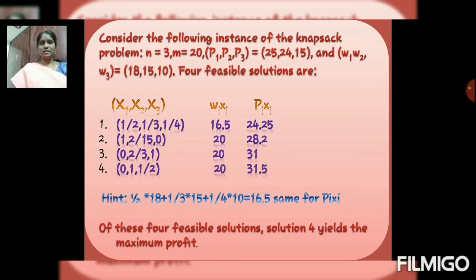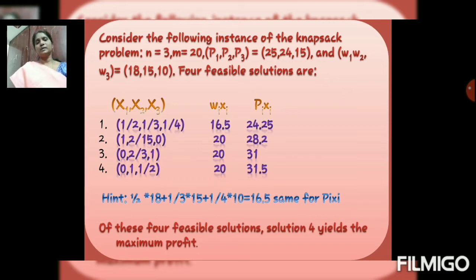So these are all the feasible solutions of this problem. Now see the profits. Now we are going to find out which is the best solution. Number 4 has the maximum profit, which is 31.5, and that is declared as the optimal solution.